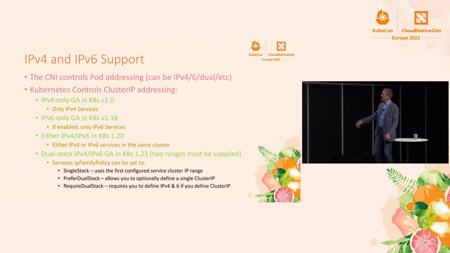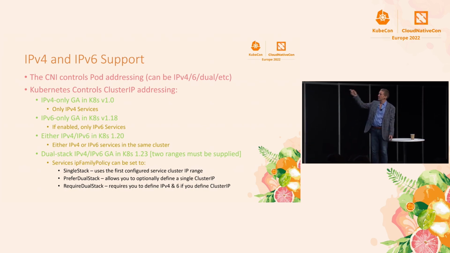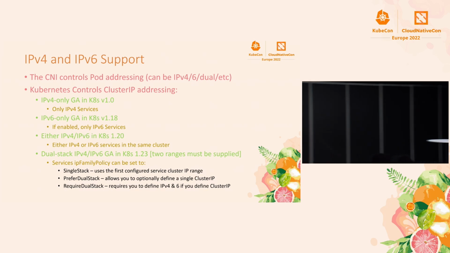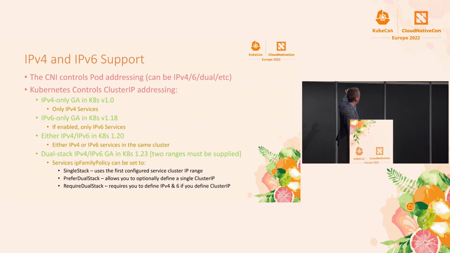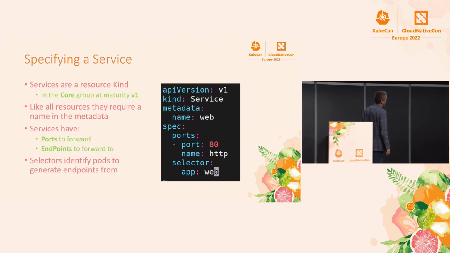That was out of bounds until 1.23, 3 weeks ago or whatever it was, we now have GA IPv4, IPv6 dual stack. So you can pick on a cluster to make a service single stack. You can make it prefer dual stack, and then you can require dual stack. And that means that the users got to have both, right? So those are pretty cool features.